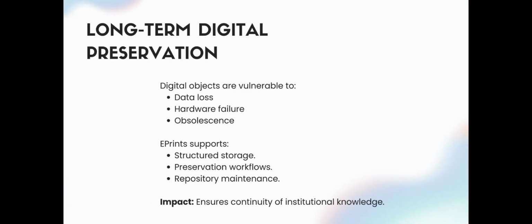Long-term digital preservation and support for open science. In addition to organization and accessibility, ePrints also contributes to long-term digital preservation. Digital preservation is one of the key responsibilities of modern libraries. ePrints supports this function through structured storage and repository management. As a result, institutions can protect valuable scholarly works from loss while maintaining institutional knowledge for future generations.